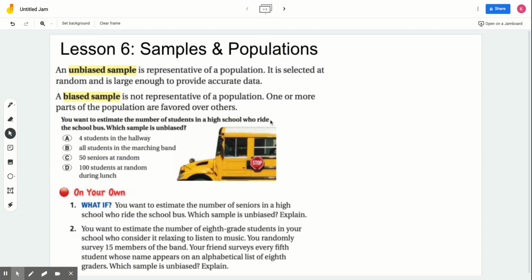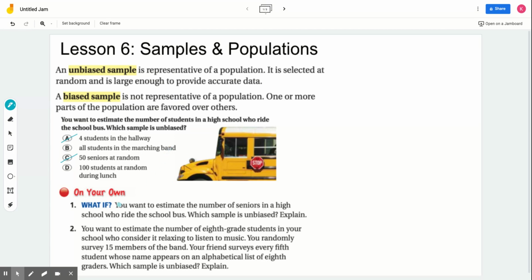So looking here, you want to estimate the number of students in a high school who ride the school bus. Which sample is biased? Which sample is unbiased? So we have 4 students in the hallway, all students in the marching band, 50 seniors at random, or 100 students at random during lunch. So we can start by saying that we know that 4 students in the hallway might be random, but that's not enough to provide accurate data. We can also narrow down that 50 seniors at random is likely not the correct answer because seniors are older, so they're more likely to be able to drive themselves to school.